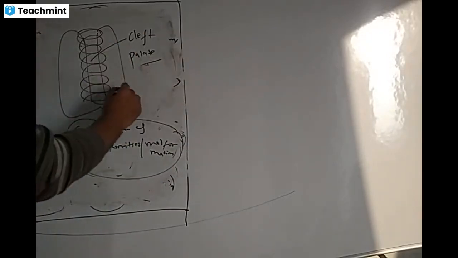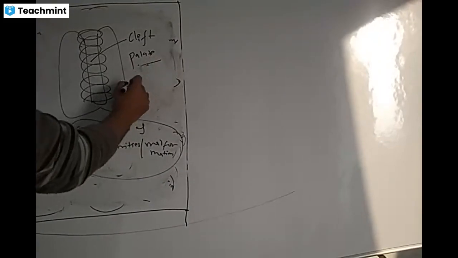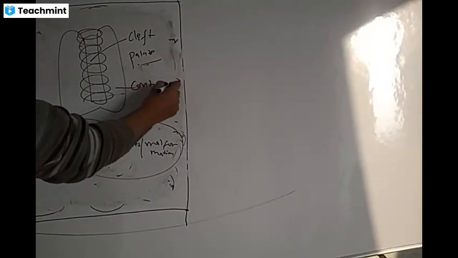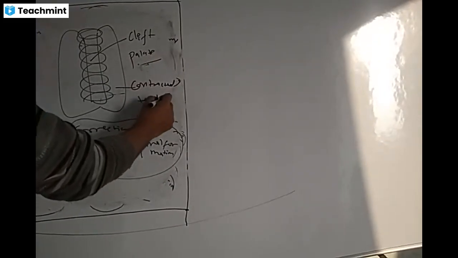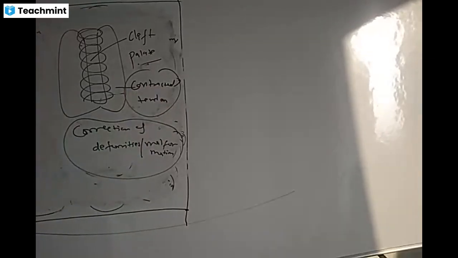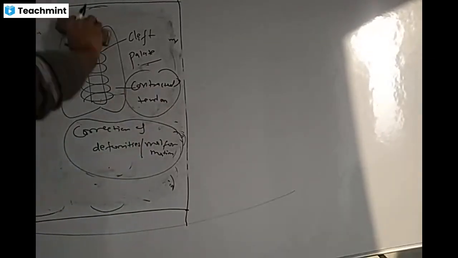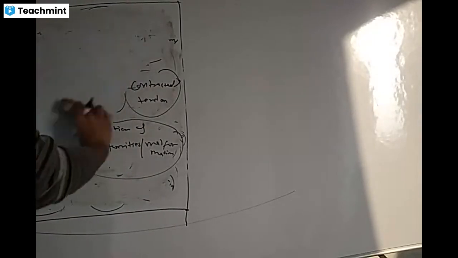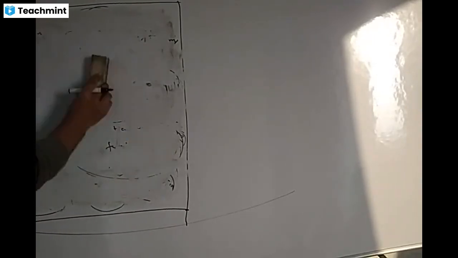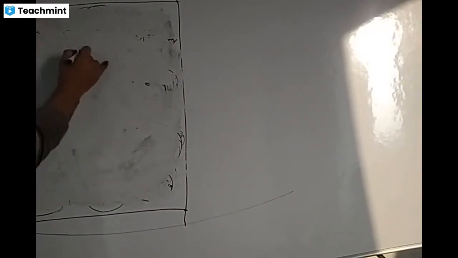The second example is your cleft palate and contracted tendon. Some calves are born with contracted tendons. So we cut the tendons, and they become normal. That is an example of your reconstructive surgery.